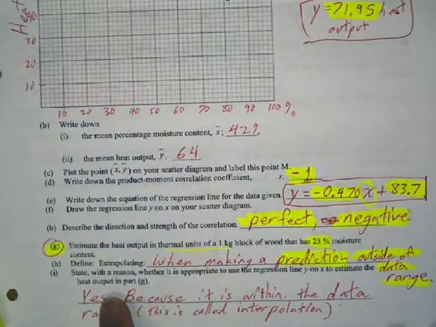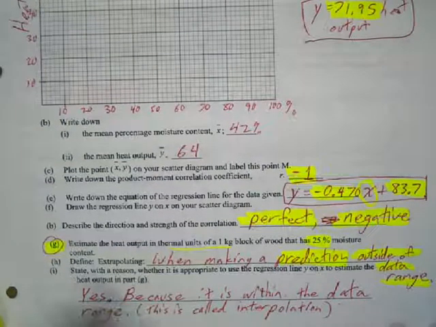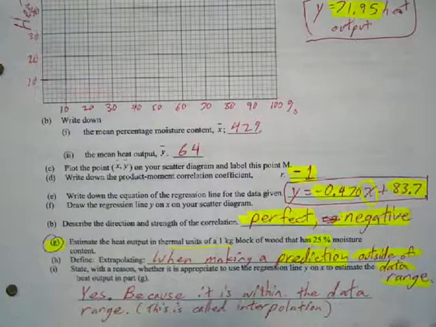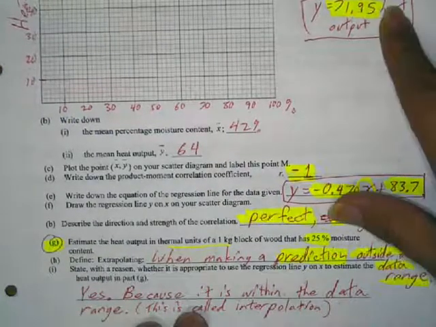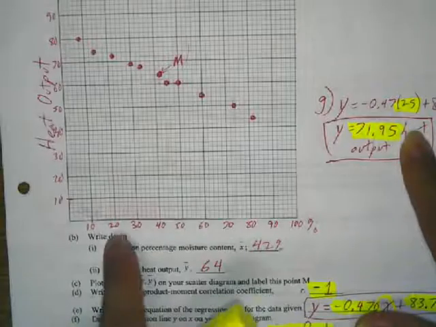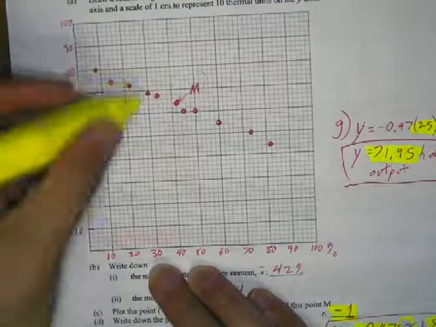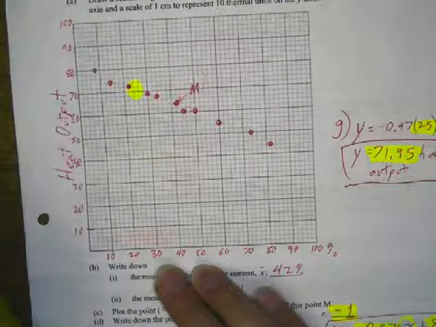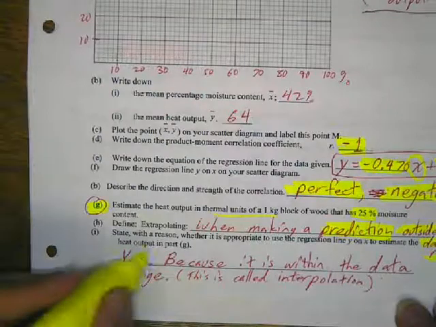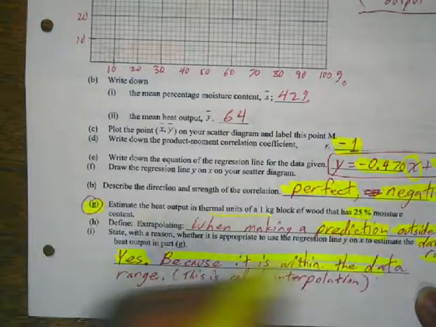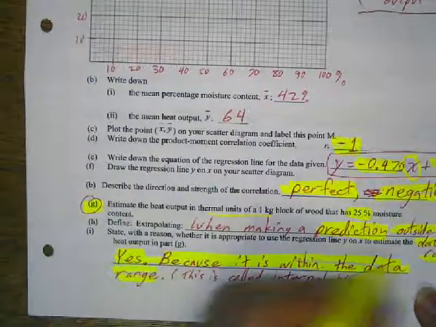So is plugging in 25 in here correct or useful? And we can, because if I plug in 25, my value is somewhere around here, because it's between the data range.